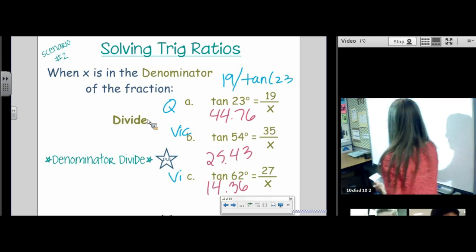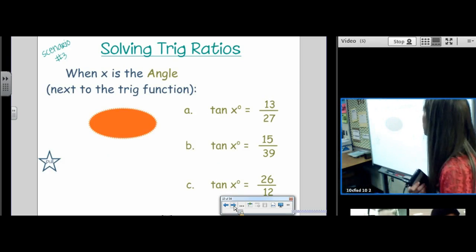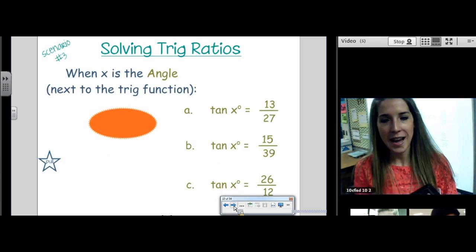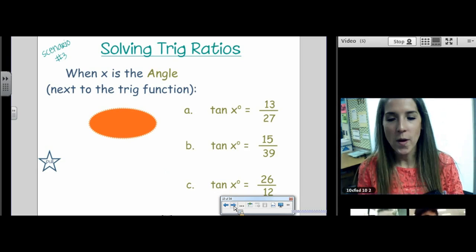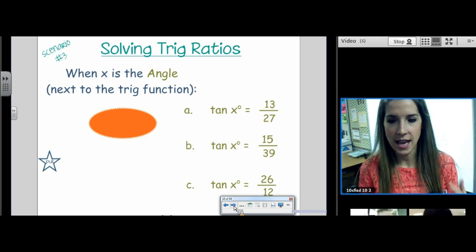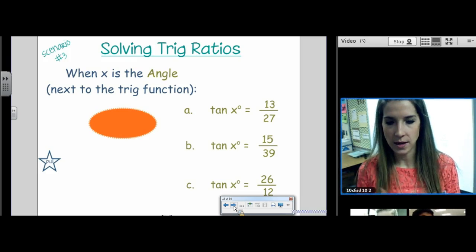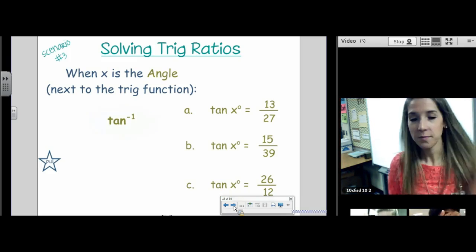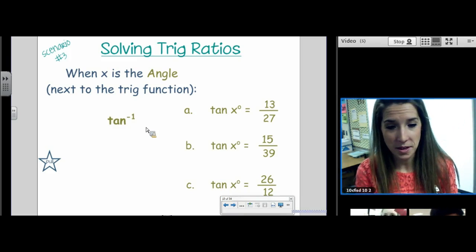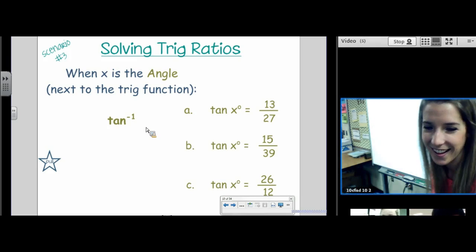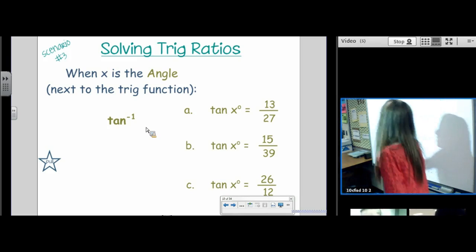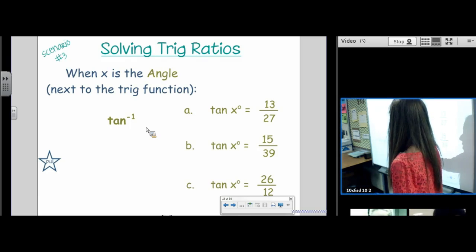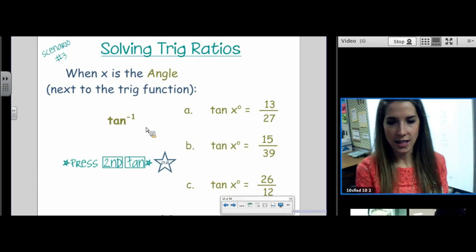Okay. Next one, last situation, scenario 3. When x is in the angle, we have to get it out. When x is the angle, we have to get it out. So we need to do the inverse of tan. We need to do the opposite of tan. Yes, you'll have homework tonight, and you'll do it more when you get home. So we're going to do inverse tan. In your calculator, you need to press second tan to get that inverse.